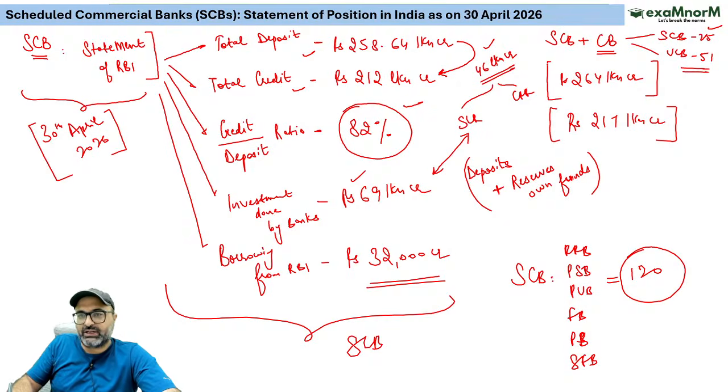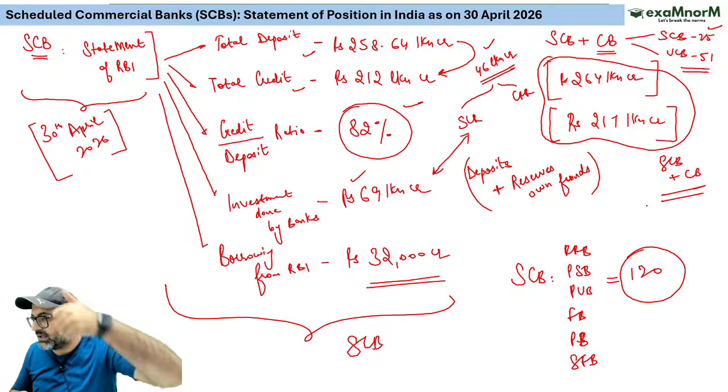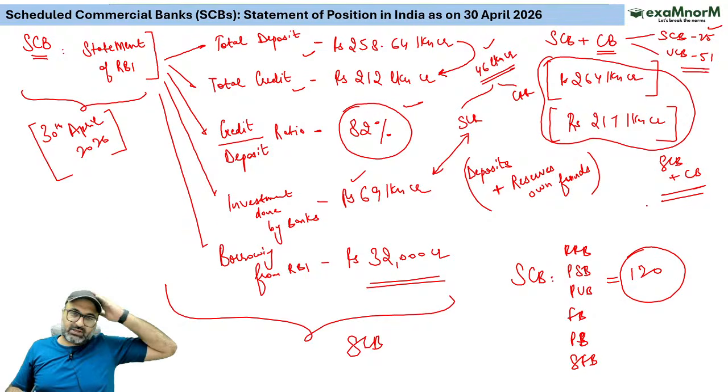ये ज्यादा इंपॉर्टेंट है. ये दो चीजें मैंने बताई है बस, डिपॉजिट और क्रेडिट फॉर ऑल द बैंक्स, that is scheduled commercial banks plus cooperative banks. ठीक है जी, क्लियर है? समझ आ गई बात है? अरे समझ आ गया बताओ यार.